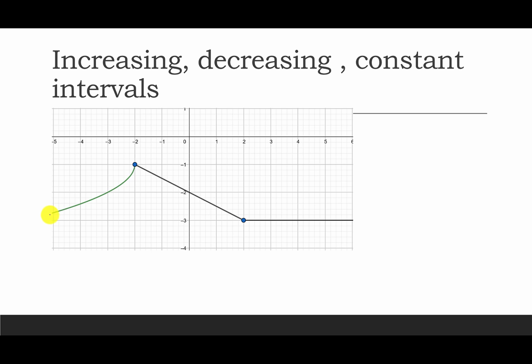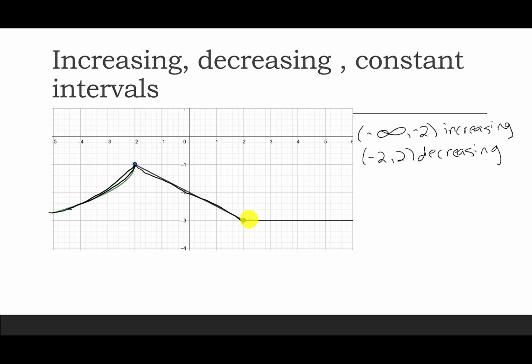Let's try it again. This time, I'm starting on the left from negative infinity, and I'm going up until I get to negative 2. So negative infinity to negative 2, I'm increasing. When I get to negative 2, I go down until I get to x equals 2. So negative 2 to 2, decreasing. Then I get to 2 and it's flat, so we go 2 to infinity. We say that's constant.